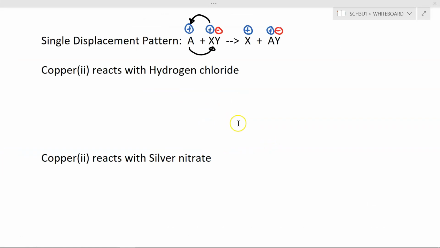Alright, so let's try this question out. Press pause. When you're ready, press play and we'll take it up together. But essentially copper 2 is going to react with hydrogen chloride in the single displacement reaction pattern. And then try it with copper 2 reacting with silver nitrate instead. Okay, press pause. When you're ready, press play.